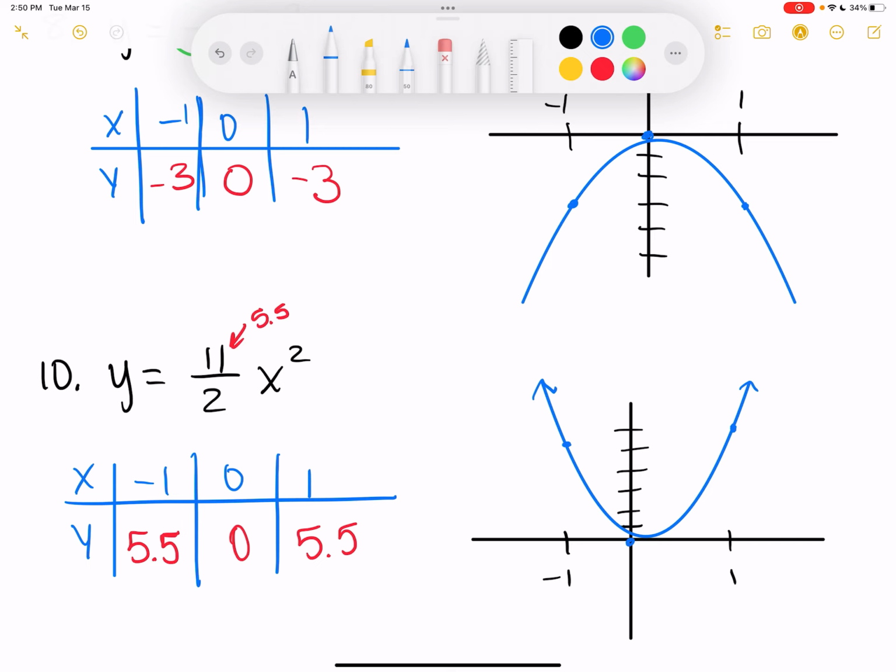It's slightly above the 5 because it's 5.5. And honestly, this kind of slid. I don't really know why. When it fixes it, sometimes it slides it.